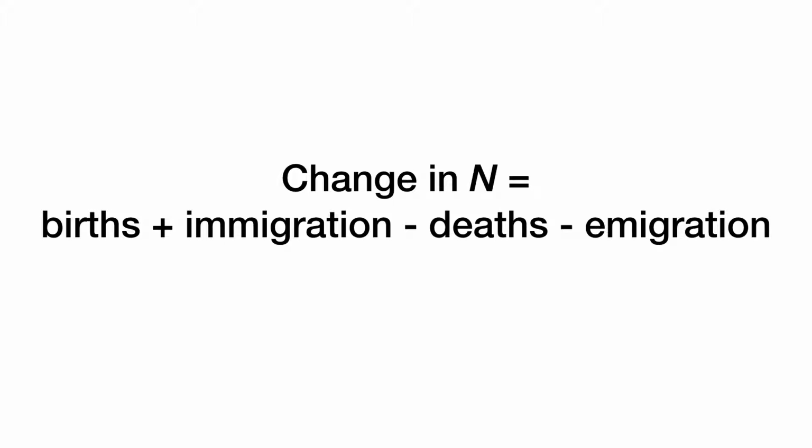And for that, there's only two things that can increase our n. That's births and immigrants, so individuals coming into our population from outside. And then the only two things that can decrease our population size are deaths and emigration, individuals exiting our population. So births plus immigration minus deaths minus emigrants lead to changes in population size.